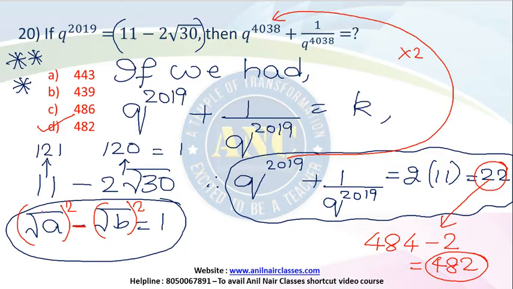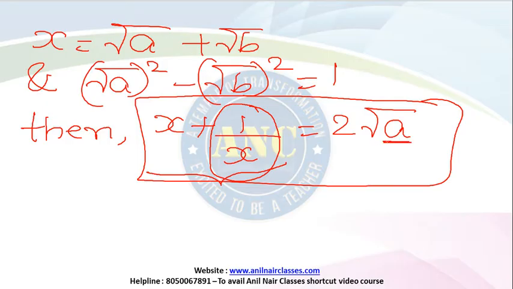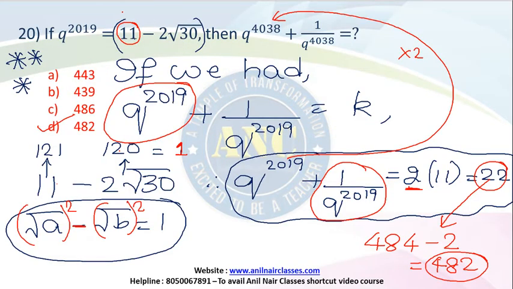That means first of all, root A whole square I can write as root 11 whole square, so it is 121 minus 120, that difference is nothing but 1, right? So x plus 1 by x in this case, q power 2019 plus 1 by q power 2019, is nothing but 2 into the first term 11, 2 root a value is nothing but the first term, right? So this entire term is what I am referring to. That means instead of 11 I can write it as root 121 here. That is what I am basically meaning, sir.